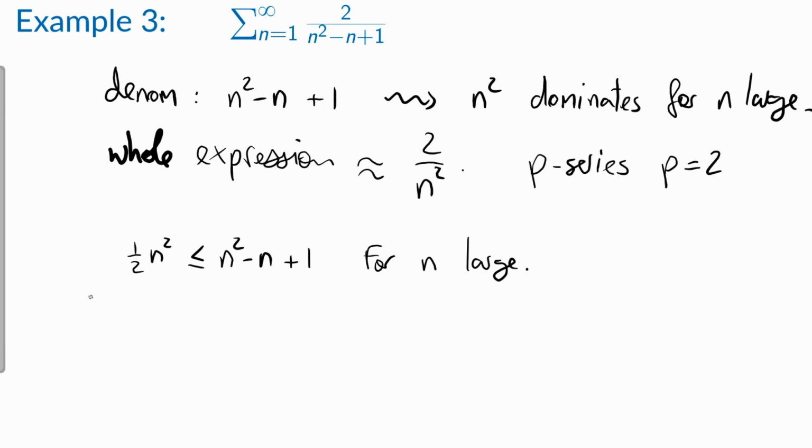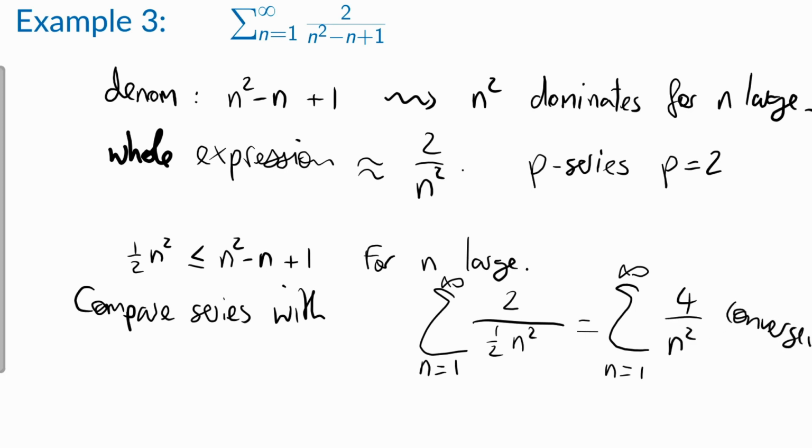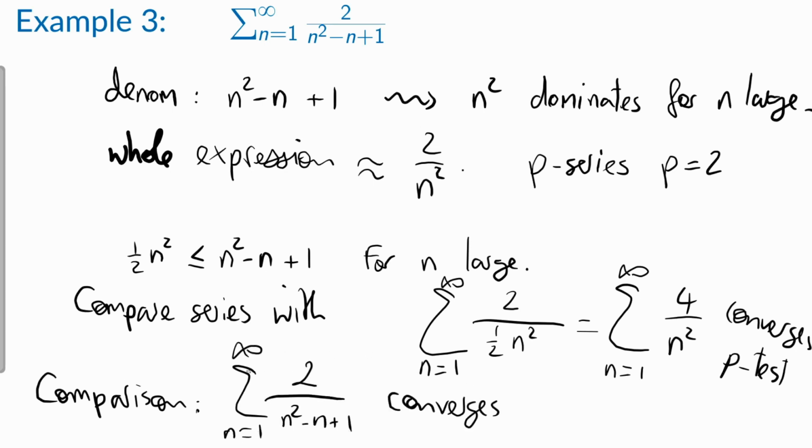So then we can compare our series with the series 2 over 1/2 n squared. And this guy converges, right? That's the series of 4 over n squared. That converges by the p-test. And hence, by comparison, we get that our series here is going to converge, because it's smaller than this series over here that converged by the p-test. Okay, so that's the basic idea here.